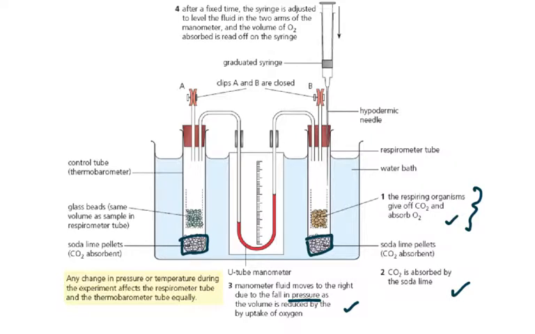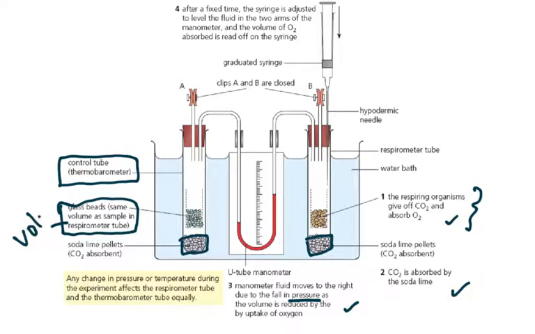Now this tube is a control, but it has been labeled as a thermobarometer. And in this we have placed glass beads. I asked you this question the other day in class. What has to be kept constant is the volume. So the volume must be kept constant because they occupy space, the living organisms and the glass beads. So any change in pressure or temperature during the experiment affects the respirometer tube and the thermobarometer tube equally.